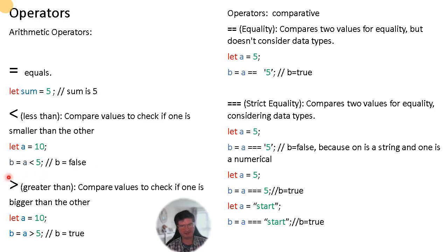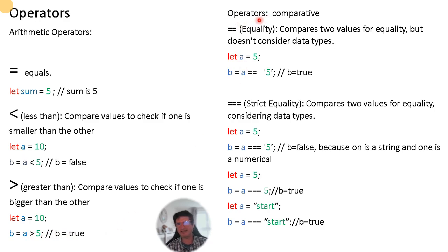Now greater than, that's the opposite. We're comparing to see if one is bigger than the other, so it's 10 again. Is a greater than 5? Yeah, is 10 greater than 5? Yes it is, it's true, so this would return a true. So we use that too for calculations.